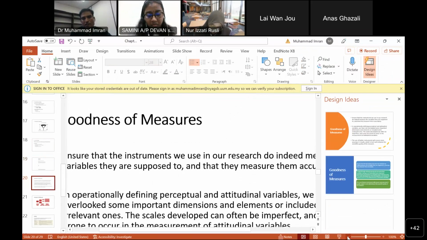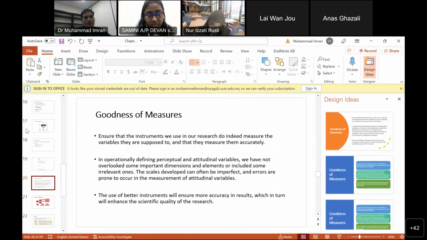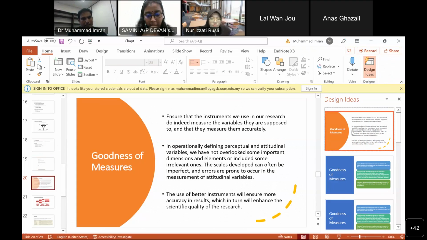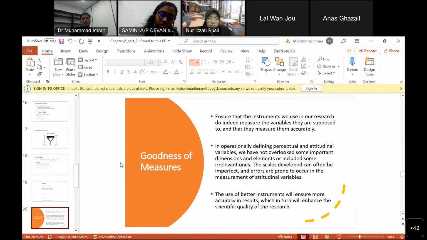The last part of today's lecture, goodness of measure. Goodness of measure means the goodness of the scale or questionnaire which you are using. Ensure that the instrument or questionnaire we use in our research does indeed measure the variables they are supposed to, and that they measure them accurately.